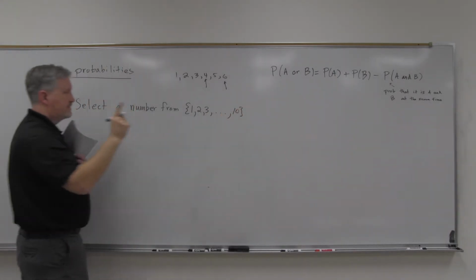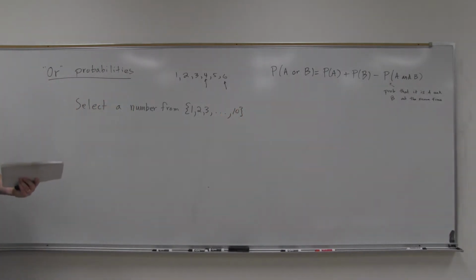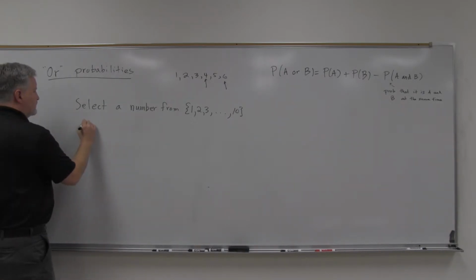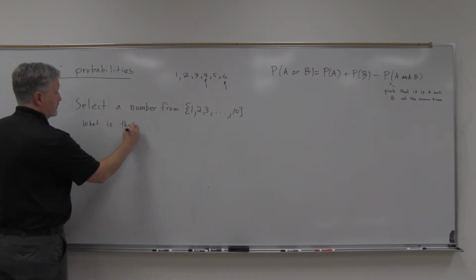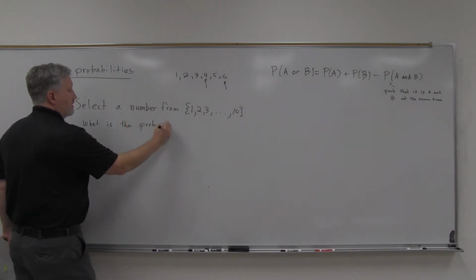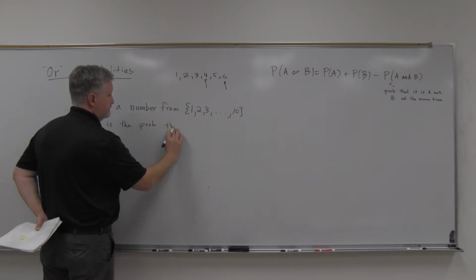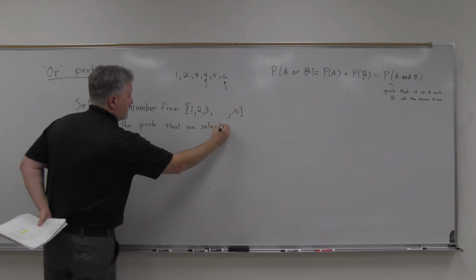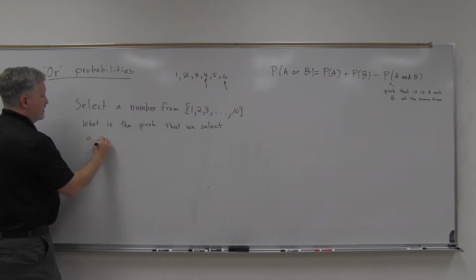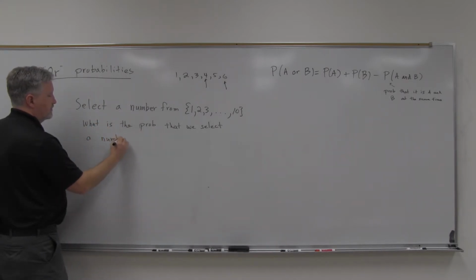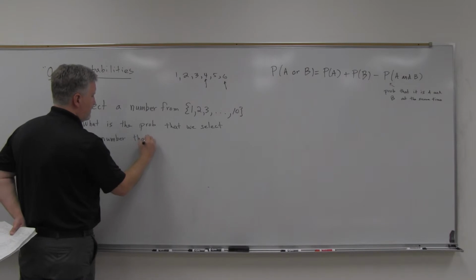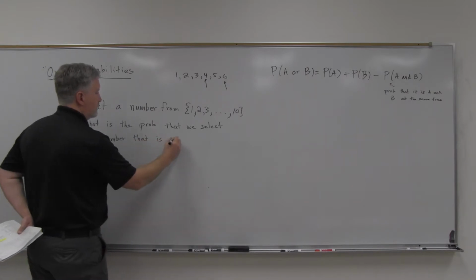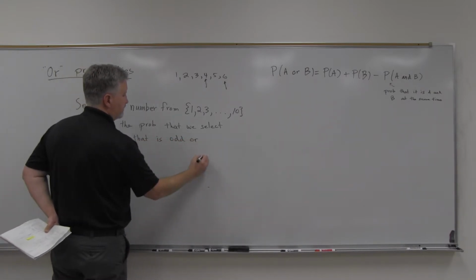So we're just going to select one number, and the numbers we can select from are 1 through 10. So let's do, what is the probability that we select a number that is odd or a multiple of 3.